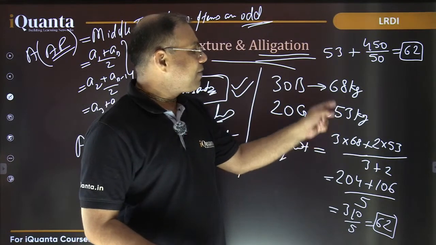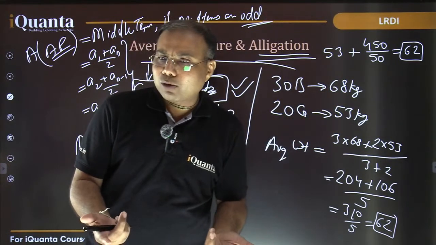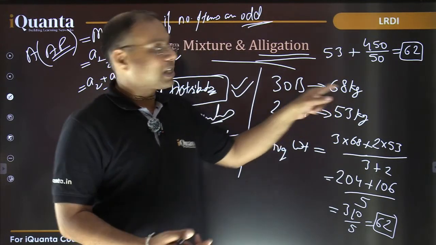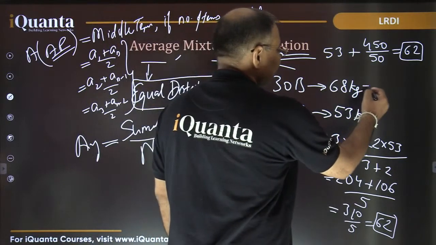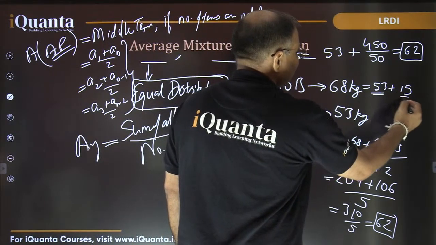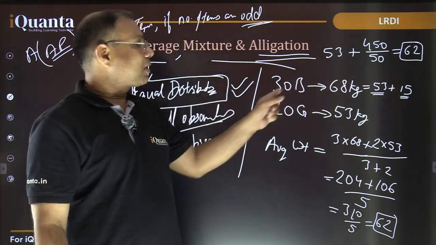So अगर सबका weight 53 ही होता, so average 53 ही होता. But now these persons are having 15 kilogram extra weight, because the 68 is basically 53 plus 15, right? So 15 kilogram extra weight is there with each of the 30 boys.